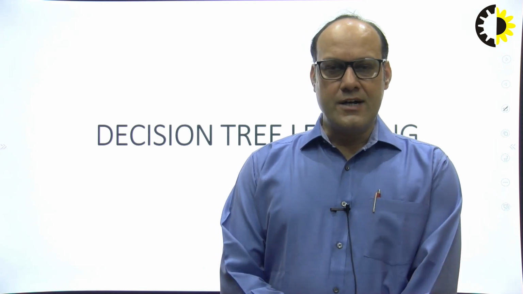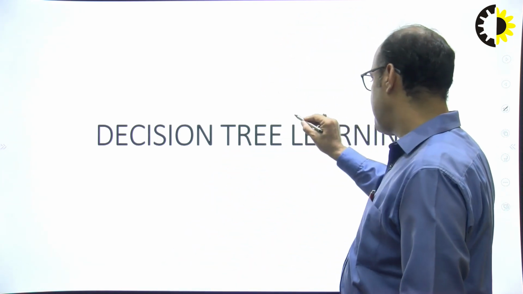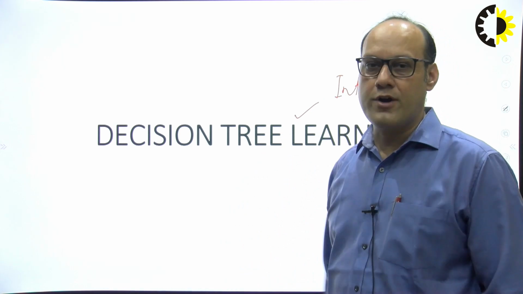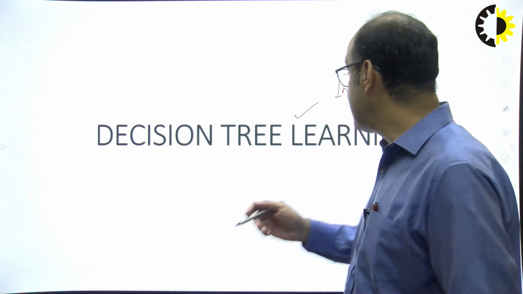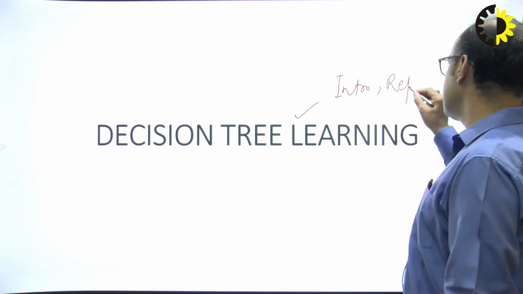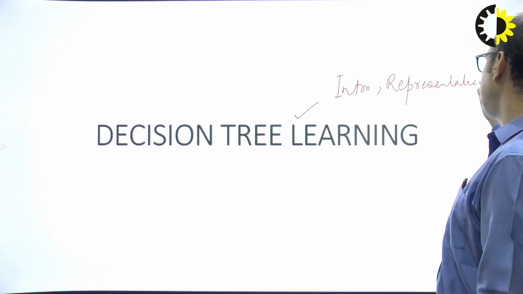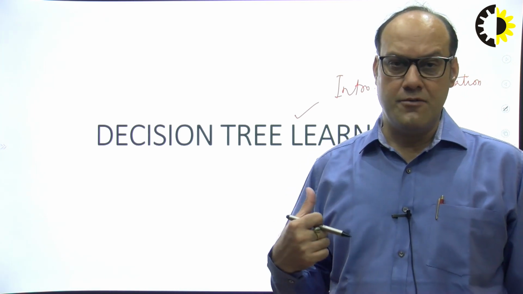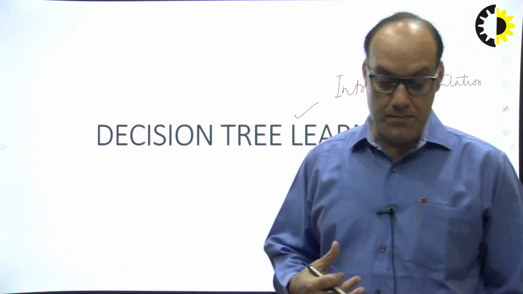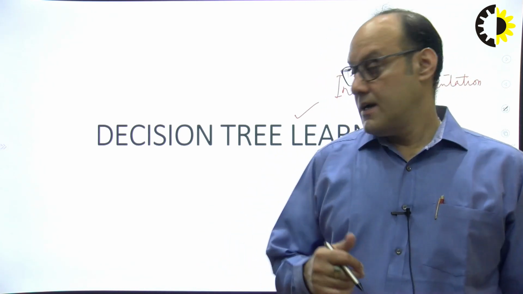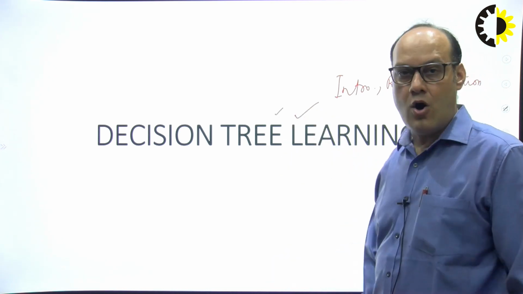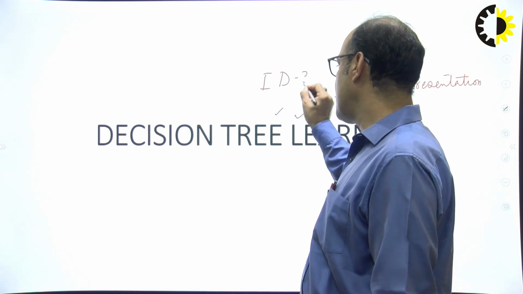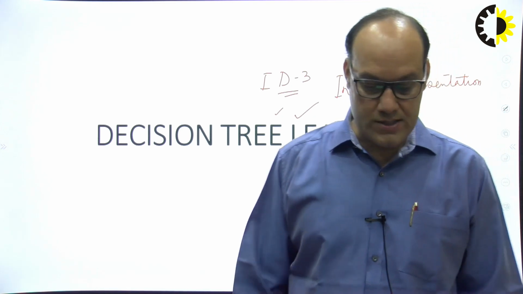So let me start. Today I am going to discuss decision tree learning. Firstly I will introduce what a decision tree is, its representation, how we will represent it. Then we will see, with the help of an example problem for decision tree learning, how this decision tree can be made on the basis of an algorithm, ID3, a famous algorithm of decision tree. I will show you the example today.